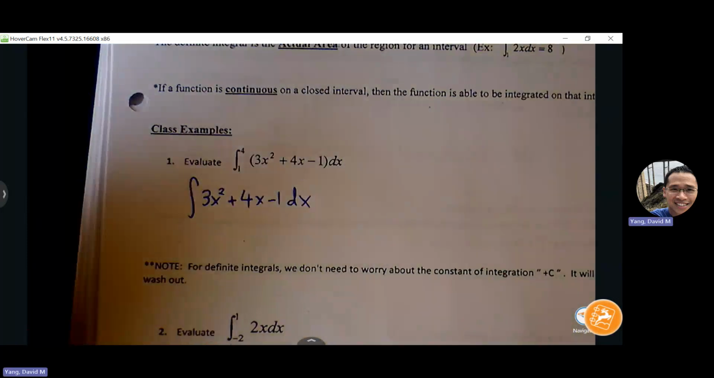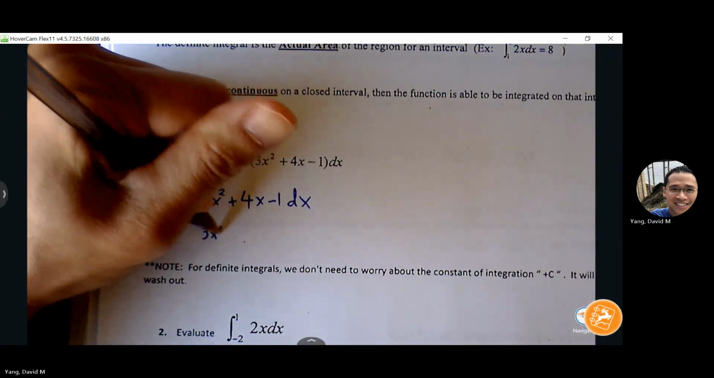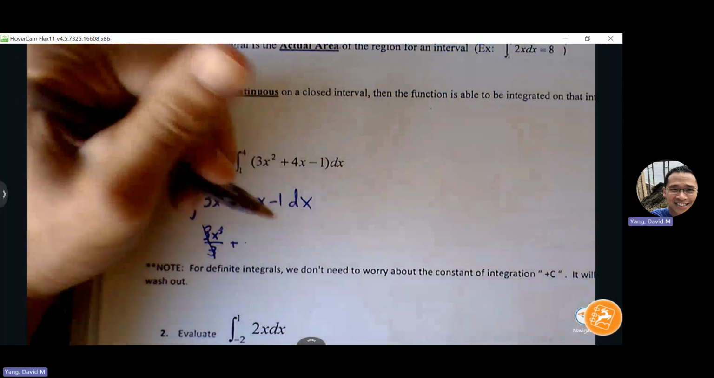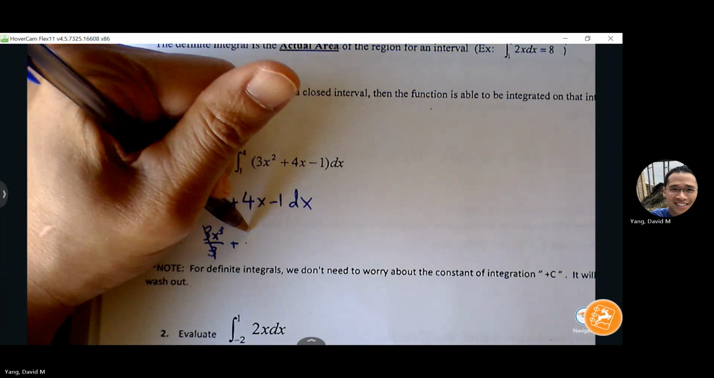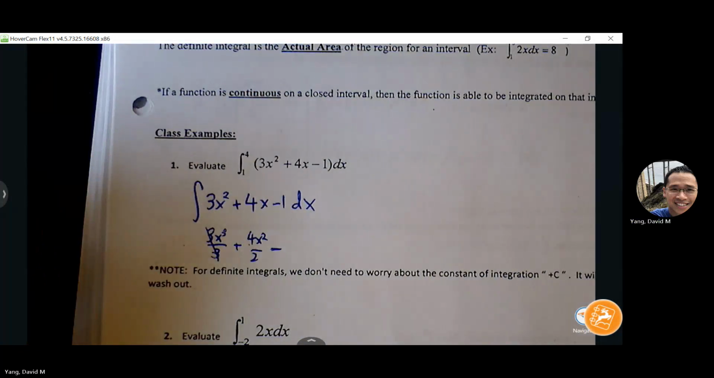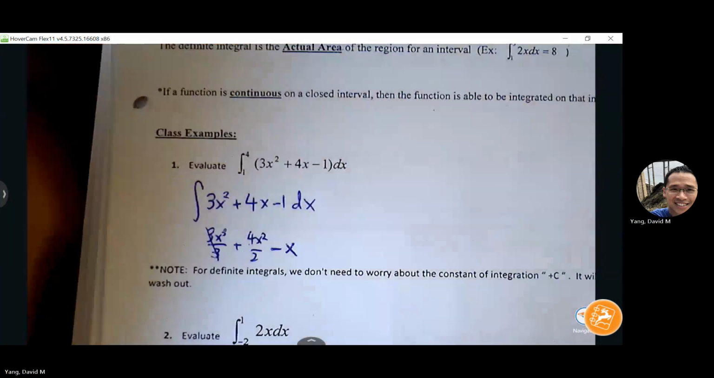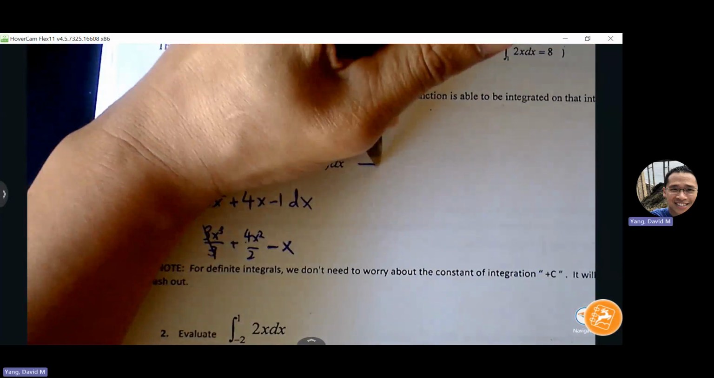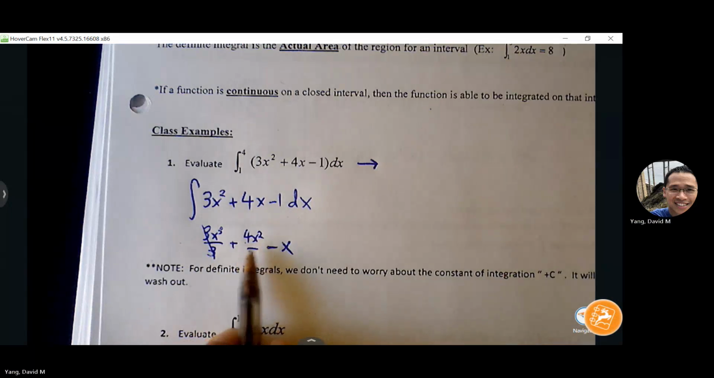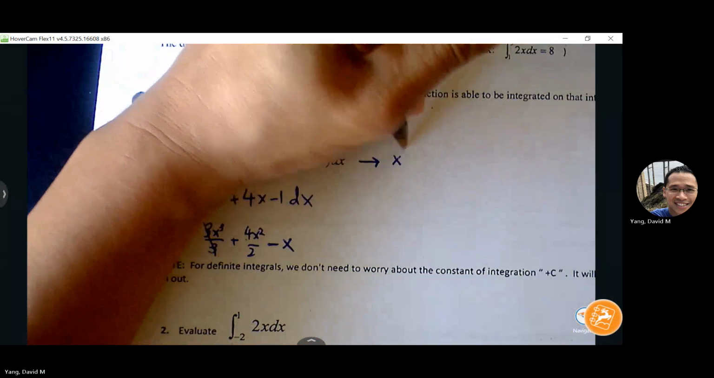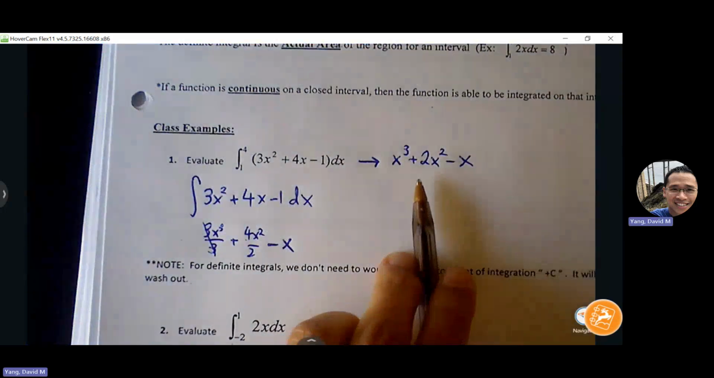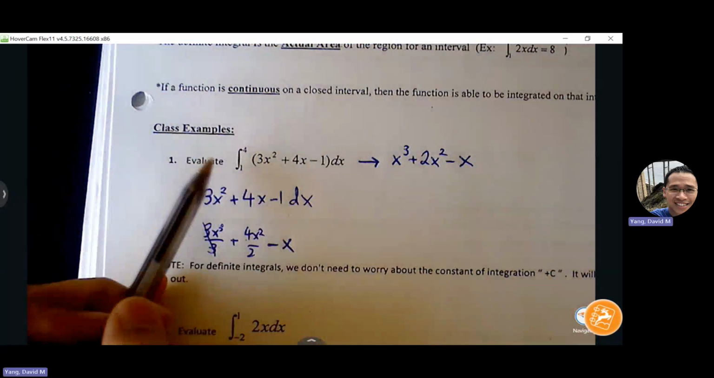So 3x squared becomes what? Yep, 3's cancel out. Okay. 4x becomes 2x squared. Minus. Okay, so now I'm going to take my antiderivative, x cubed plus 2x squared minus x. Understand that this is now the area finding formula, and now I'm going to involve the bounds.